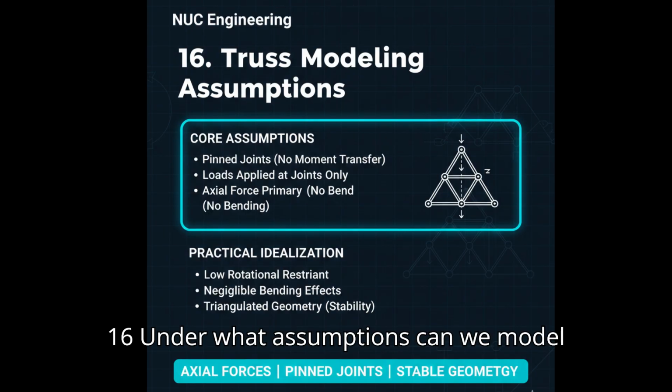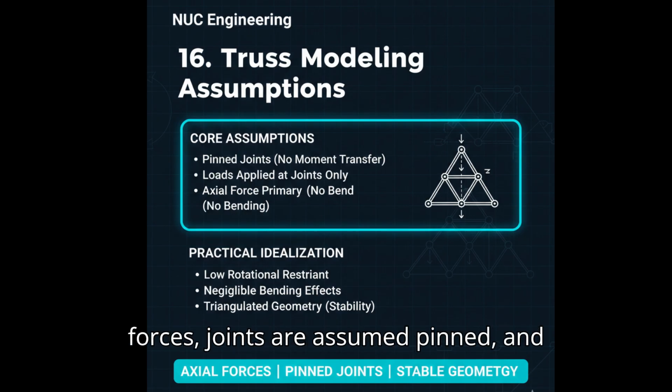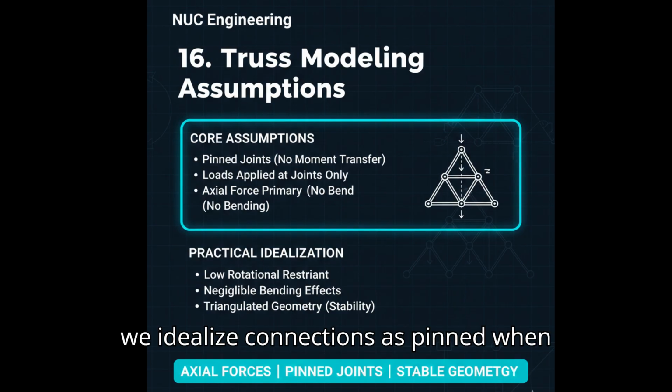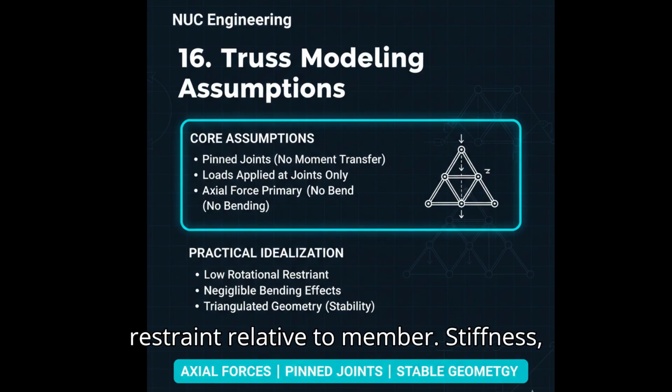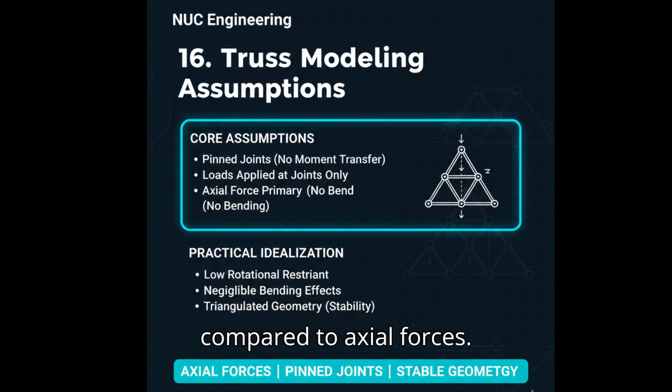16. Under what assumptions can we model a structure or frame as a truss? We model a structure as a truss when members primarily carry axial forces, joints are assumed pinned, and loads are applied at joints. In practice, we idealize connections as pinned when they do not provide sufficient rotational restraint relative to member stiffness, meaning bending effects are small compared to axial forces.